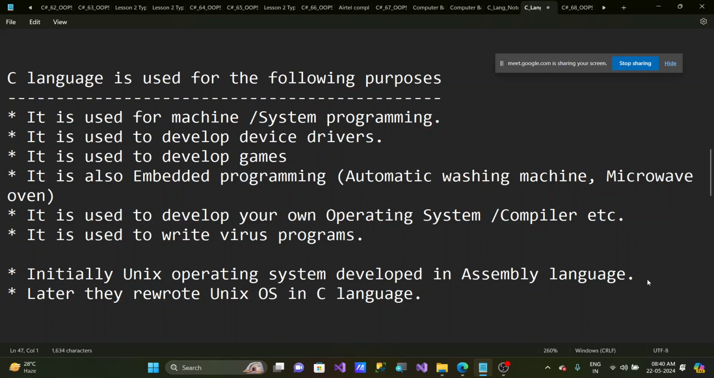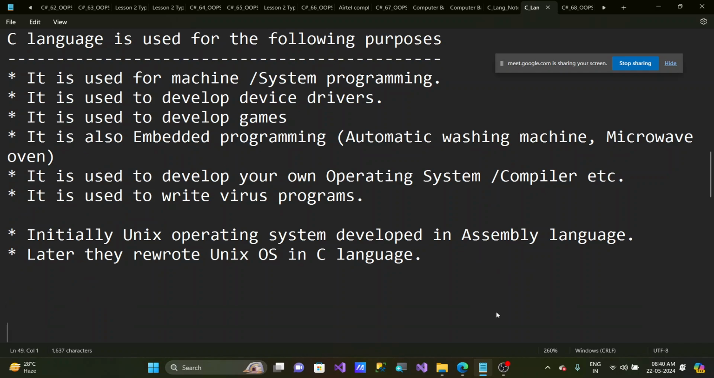Okay, so from the Unix operating system they released the Linux operating system. Because Unix was a paid version, the Linux operating system is a free version. That's why most people are using the Linux operating system nowadays. From the Linux operating system the Android operating system was released, because in Android they are using the Linux kernel only. There is something called the kernel in Linux that is used in the Android operating system, which is used in your mobiles, guys. So this is all about the history of C language.